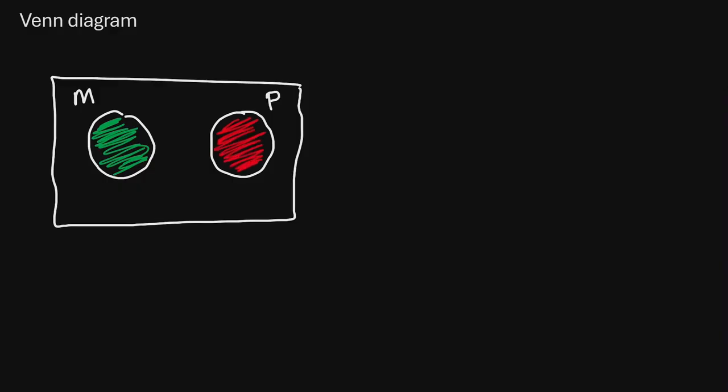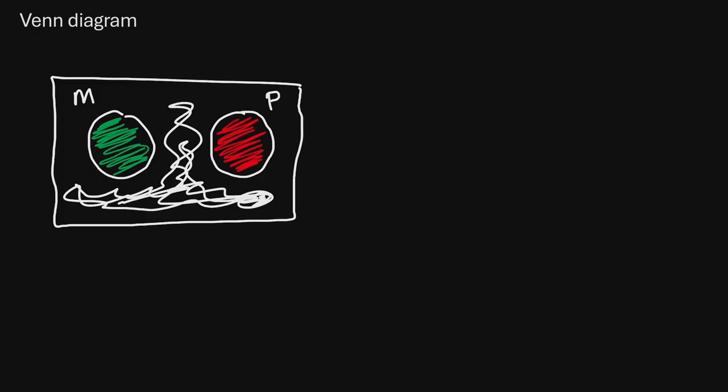But now, if you look at the space outside here, it will represent the learners that don't do maths and physical science. So if a learner is not doing maths or physical science, we are going to put them out here. So a Venn diagram represents the event and also the people that are not participating in the event.